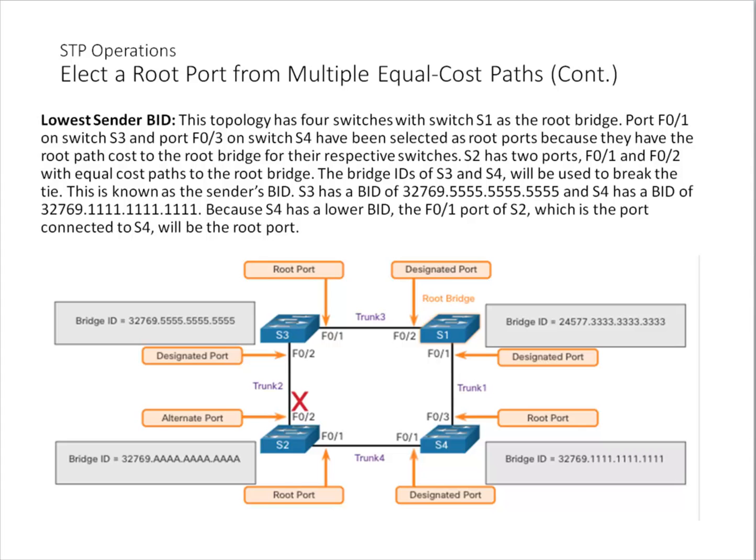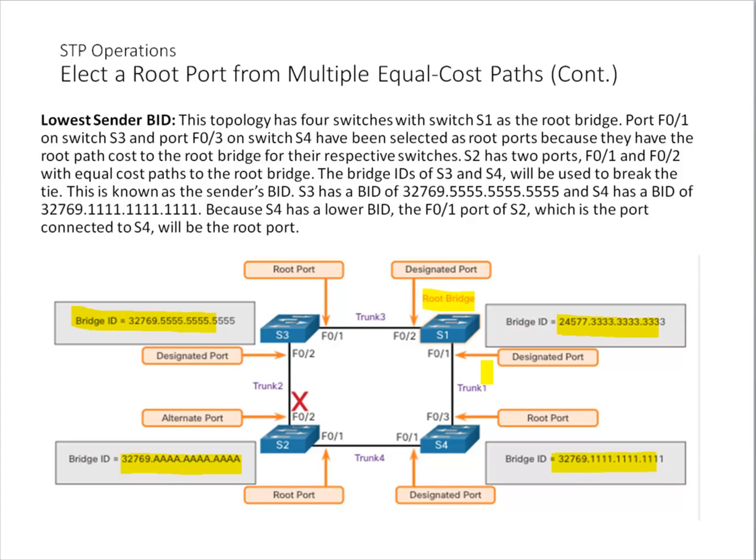In this example, we are going to discuss how to elect a root port from multiple equal cost paths. You can see the topology diagram carefully. In the topology diagram, S1 is selected as the root bridge because its bridge ID is less. You can see the other bridge IDs. If you compare with all the bridge IDs, the bridge ID of S1 is very low, so it is selected as the root bridge.